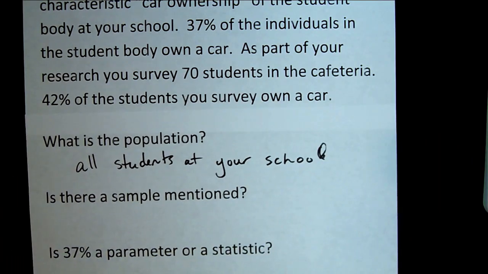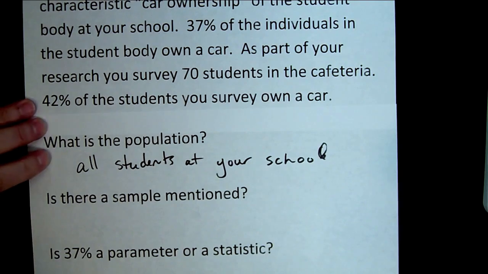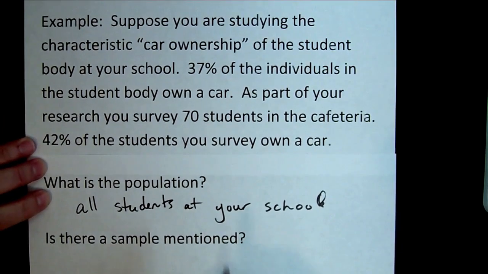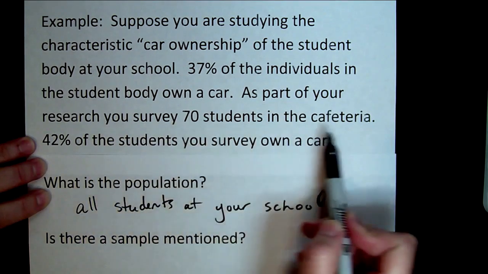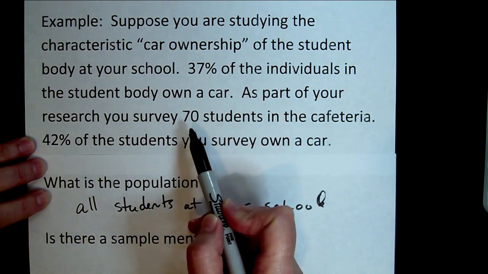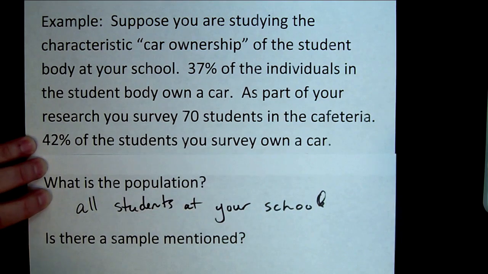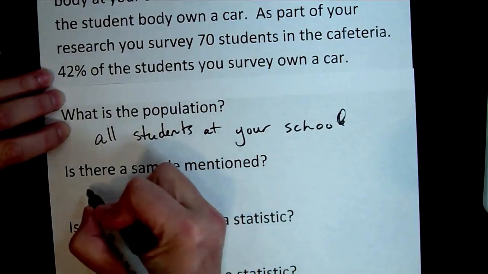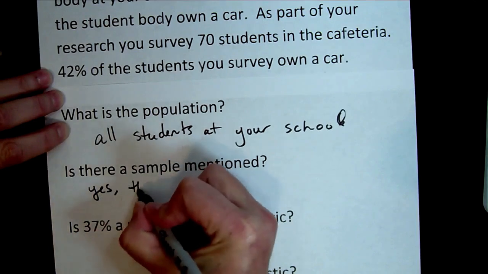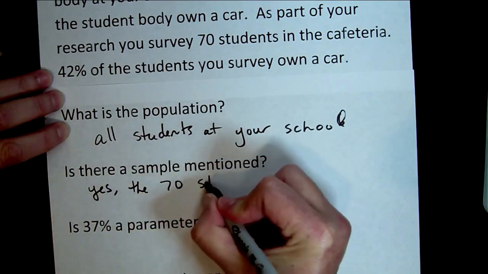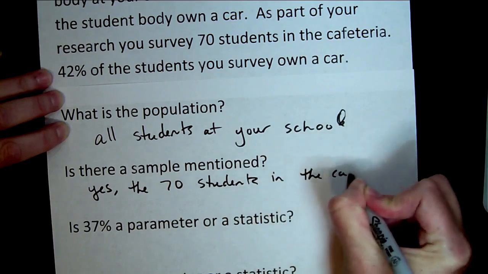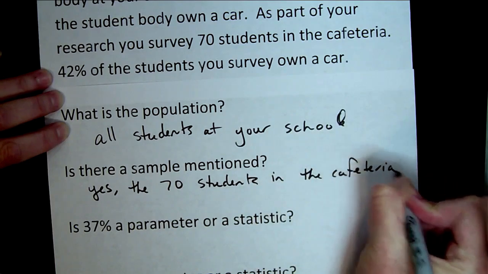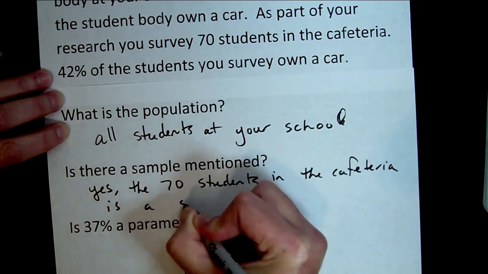Is there a sample mentioned in this example? Notice that as part of your research, you survey 70 students in the cafeteria. That's a sub-collection of the population of all students at your school, so that is a sample. So yes, the 70 students in the cafeteria is a sample.